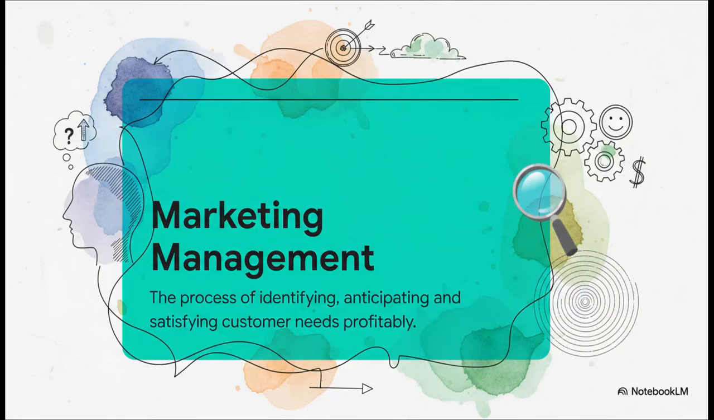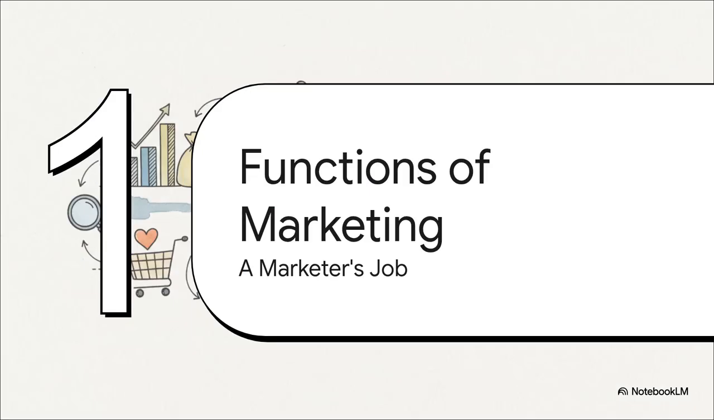Okay, so the textbook definition says marketing management is the process of identifying, anticipating, and satisfying customer needs profitably. Let's break that down. It's actually pretty simple. The main job here is to first understand what the customer needs. That's identifying. Second, to guess what they might want in the future. That's anticipating. And third, to fulfill that need. That's satisfying. But, and this is a big but, you have to do all this while making a profit for the company.